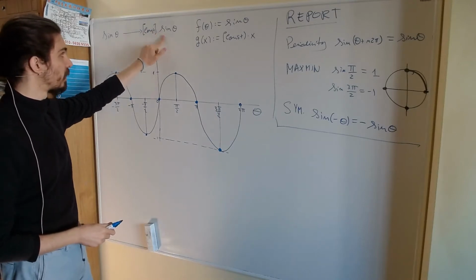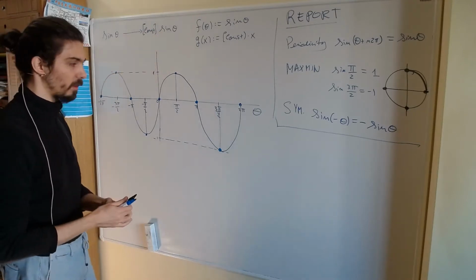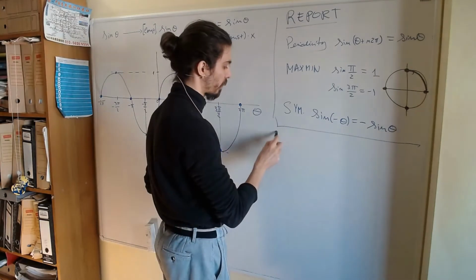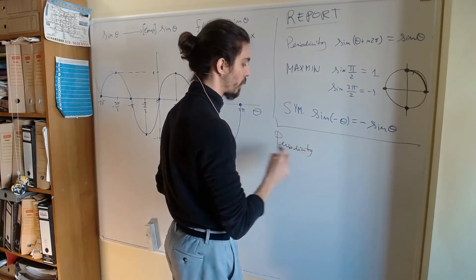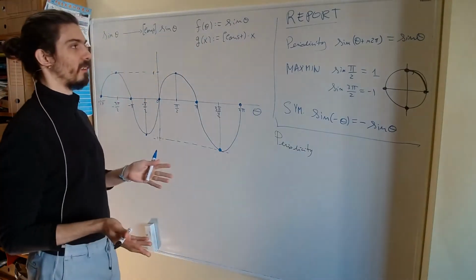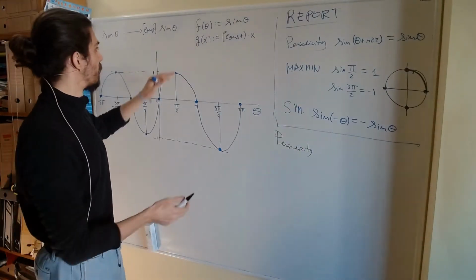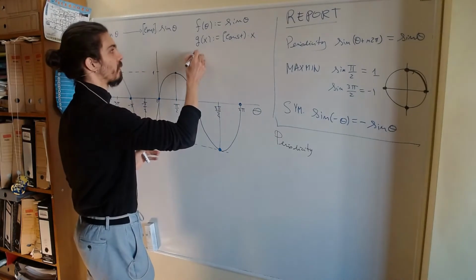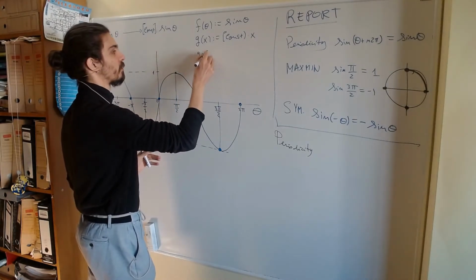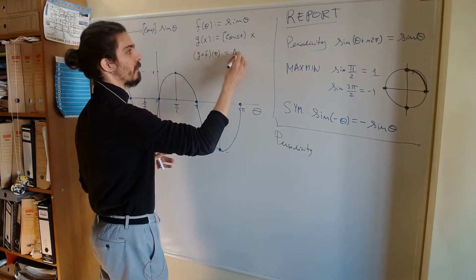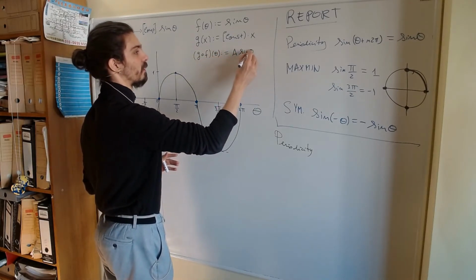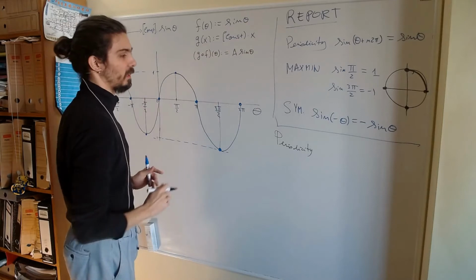Now let's proceed and do the same for this function. So this is the second part, the periodicity. What is the periodicity of this new function? The new function, let me write it again, is g of theta, which is a times sine of theta. The constant is called a.